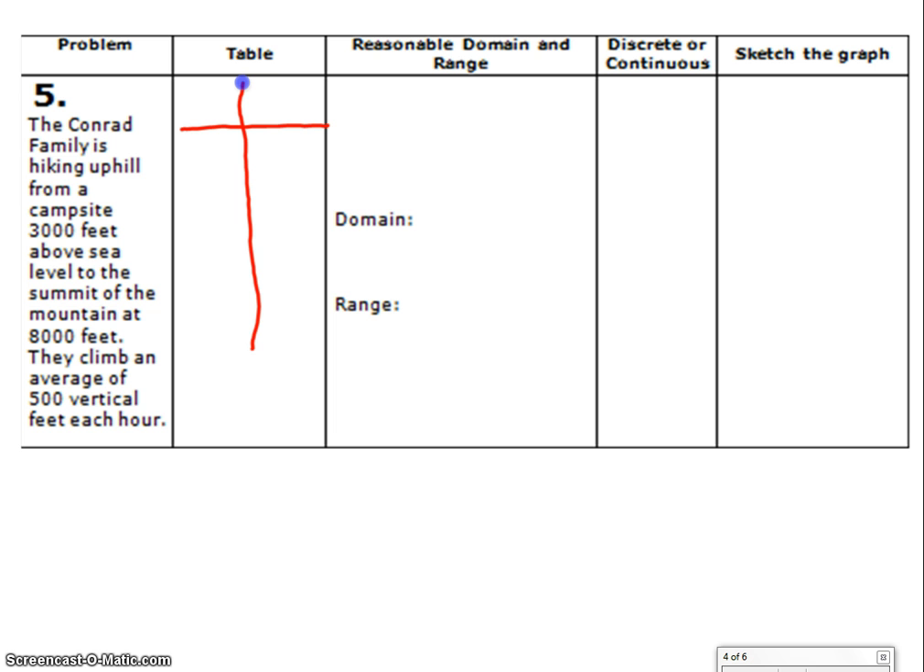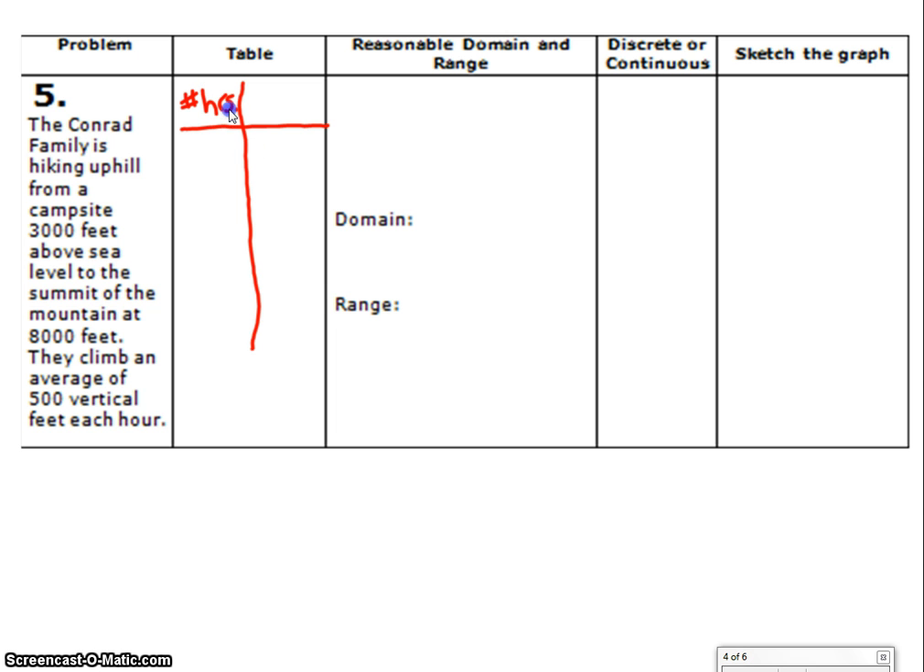Okay, it says the Conrad family is hiking uphill from a campsite 3,000 feet above sea level to the summit of a mountain 8,000 feet. They climb an average of 500 vertical feet an hour. Okay, so I see hour there. That tells me there's time involved. And if I remember from my chart, time is associated with the independent variable, which is the domain, which is the x values, which is the input. So I'm going to use that knowledge that I have, and I'm going to label number of hours as my independent variable. Okay?